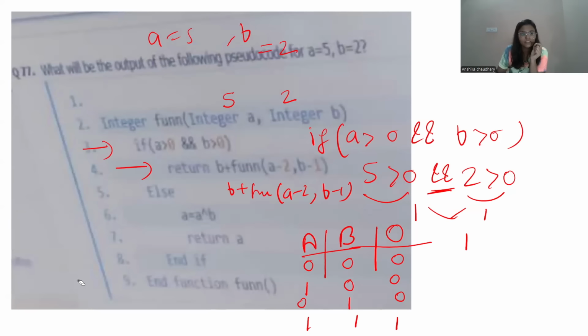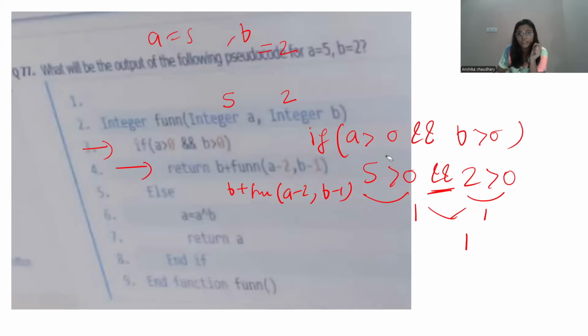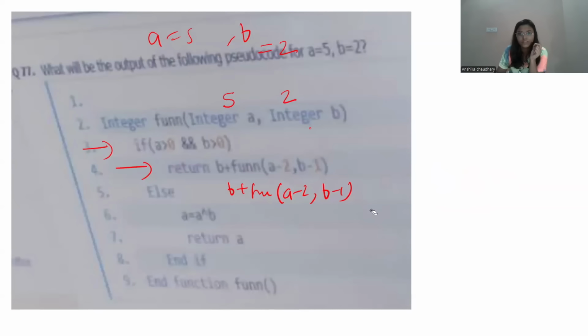Now let me clear these hotspots, then we will move forward. So what will be returned as the answer? The B value was 2, plus there is a function call A minus 2. What was the value of A? 5. 5 minus 2 will become 3, and B minus 1, that means 2 minus 1, will become 1. So this is the recursive function call, and this is our complete output.